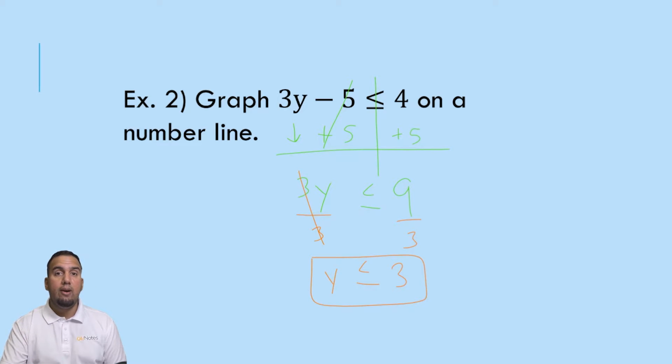That's my inequality. However, we have to graph it on a number line. So what are we going to do? We're going to draw a number line. We're going to put 3 right in the middle. We're going to put 1 less than, 1 greater than. And then I have to ask myself, on top of 3, is it going to be a closed circle or an open circle?